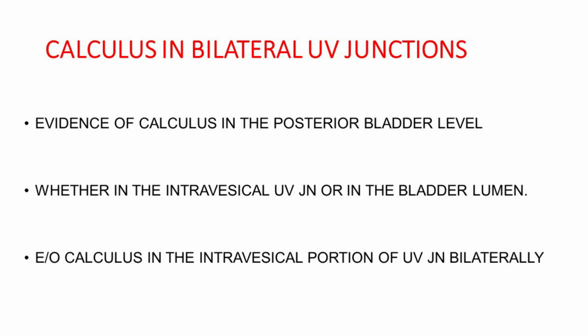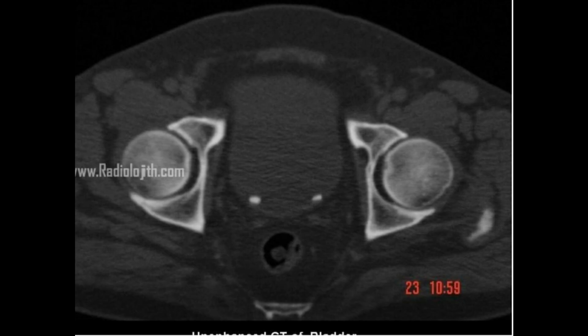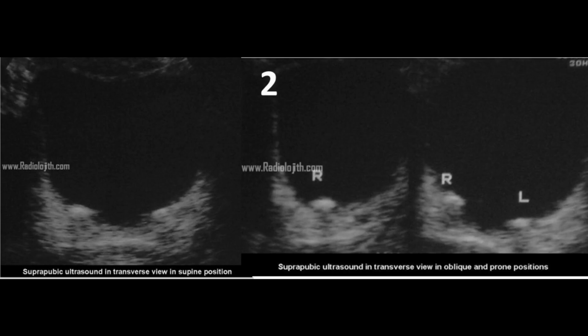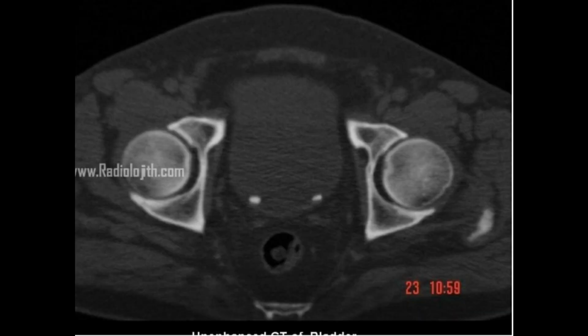Actually, this was done after CT abdomen plain and we wanted to rule out whether it is in the UV junction or in the bladder lumen. So that's why the ultrasound was done. You could have repeated the CT in prone position, but that will give some radiation. Ultrasound screening confirmed this. Ultrasound was also done to rule out simple or complex ureteroceles and there was nothing to say about ureteroceles there. So the diagnosis is calculus in the intravesical portion of right and left UV junctions, right?